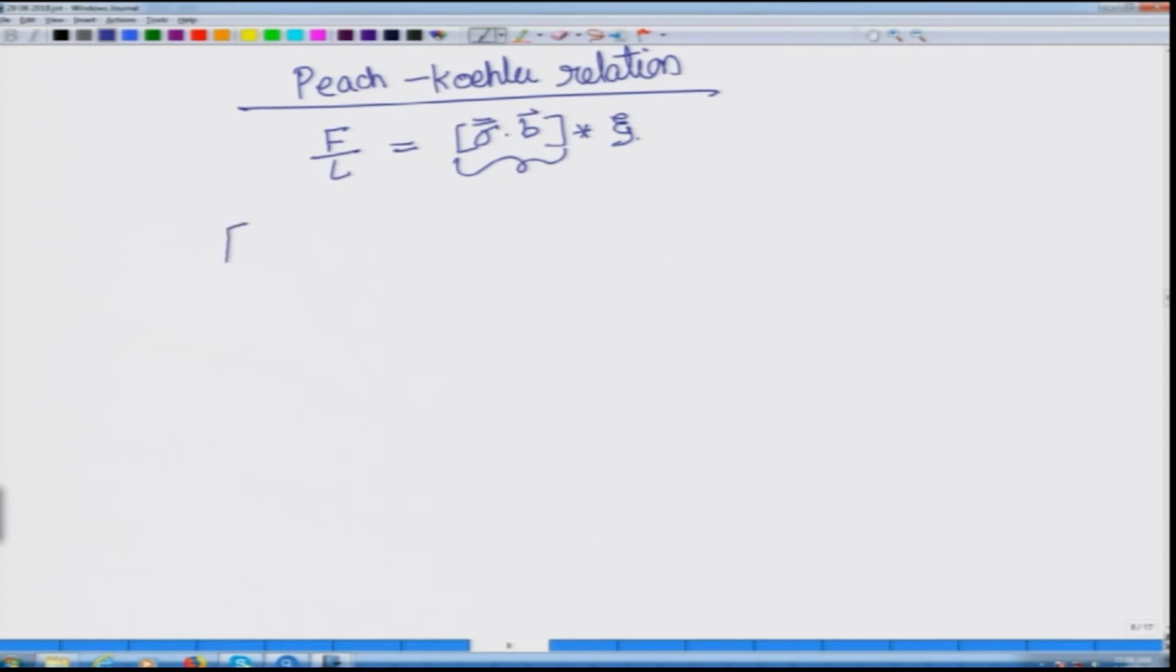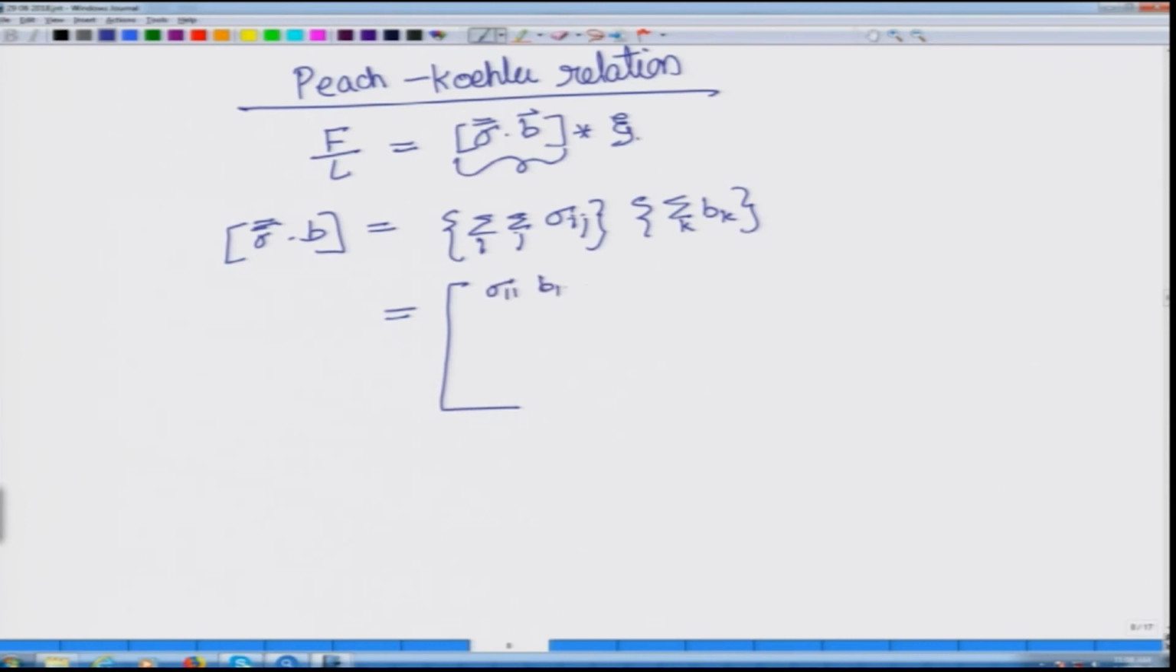So, first let us look at the expansion for sigma dot B. This can be written in a summarized way like this, which will expand to like this. So, you can see that this is sigma i j into B k. So, we are looking at it in those forms.